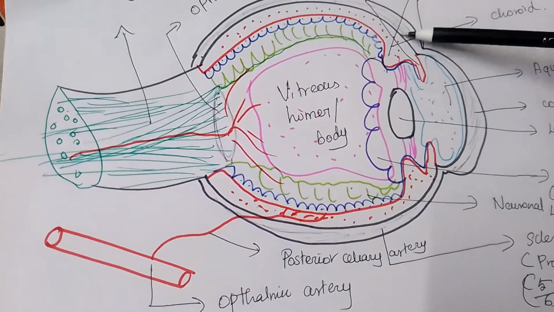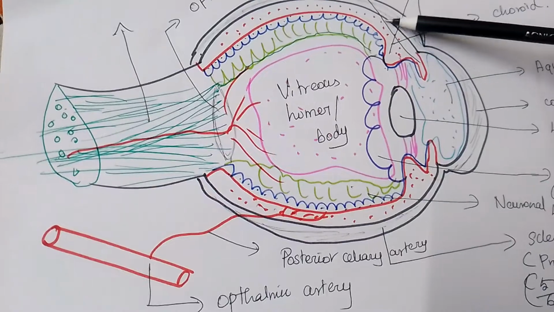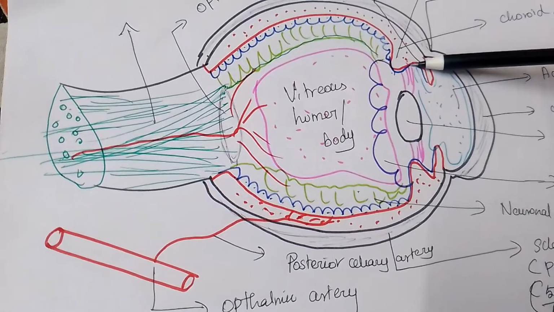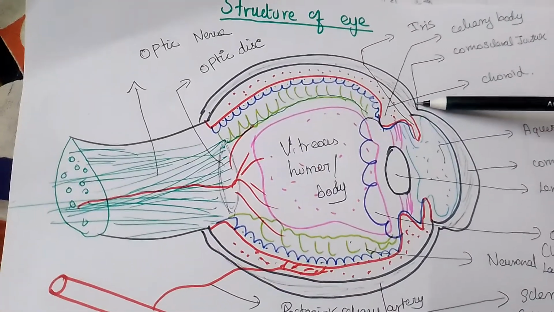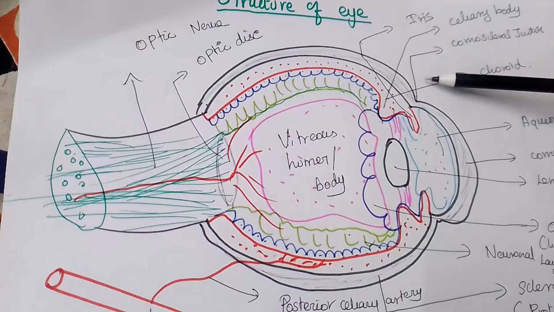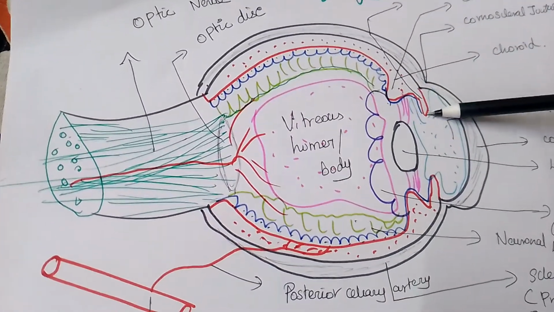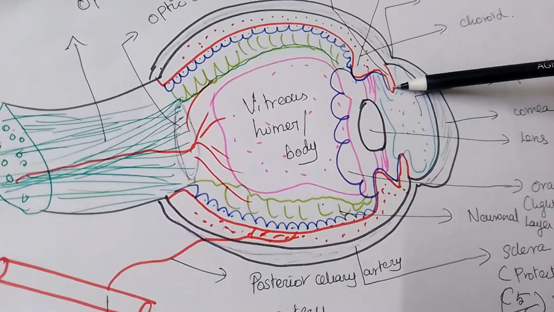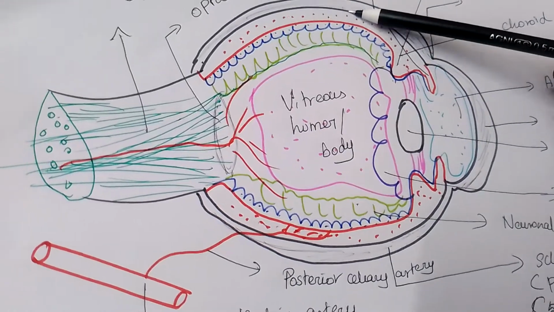This vascular layer is coming posteriorly, and it is rich in blood supply. On the anterior side, a triangular structure is formed, which is called the ciliary body. And in the front of the ciliary body, a small finger-like projection is called the iris. Understand? So this is called the middle layer.